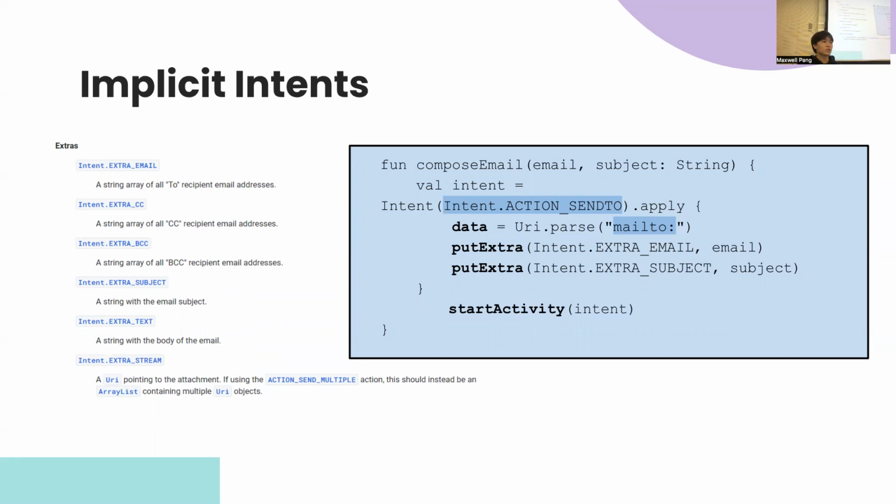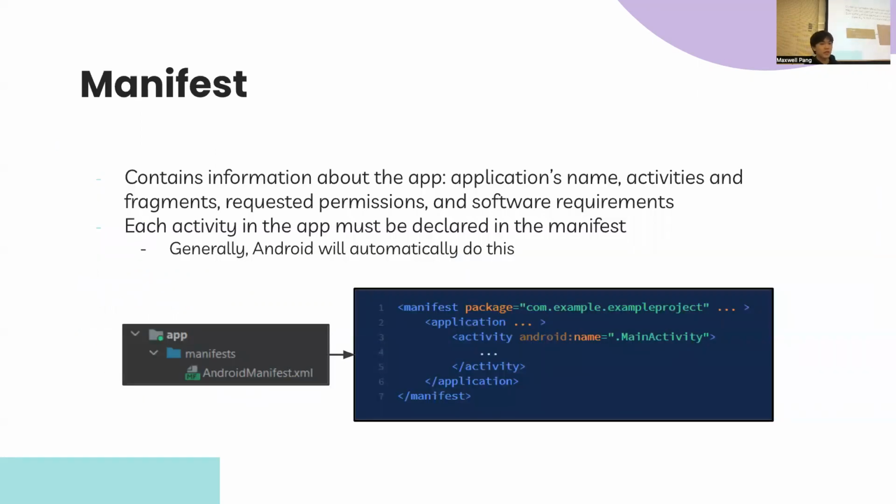Okay. Any questions up until this point? Good. Okay, so now we're going to talk about the manifest. The manifest is kind of like a master file. It contains information about the app: the application's name, activities, fragments, requested permissions, and software requirements. Each activity in the app must be declared in the manifest, but generally when you create a new activity, Android will just automatically do this.